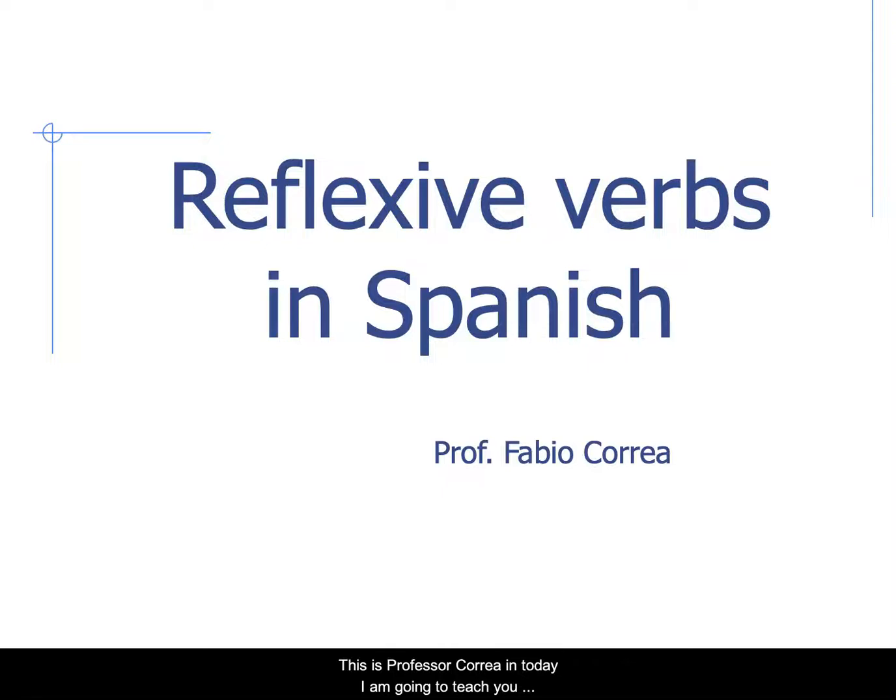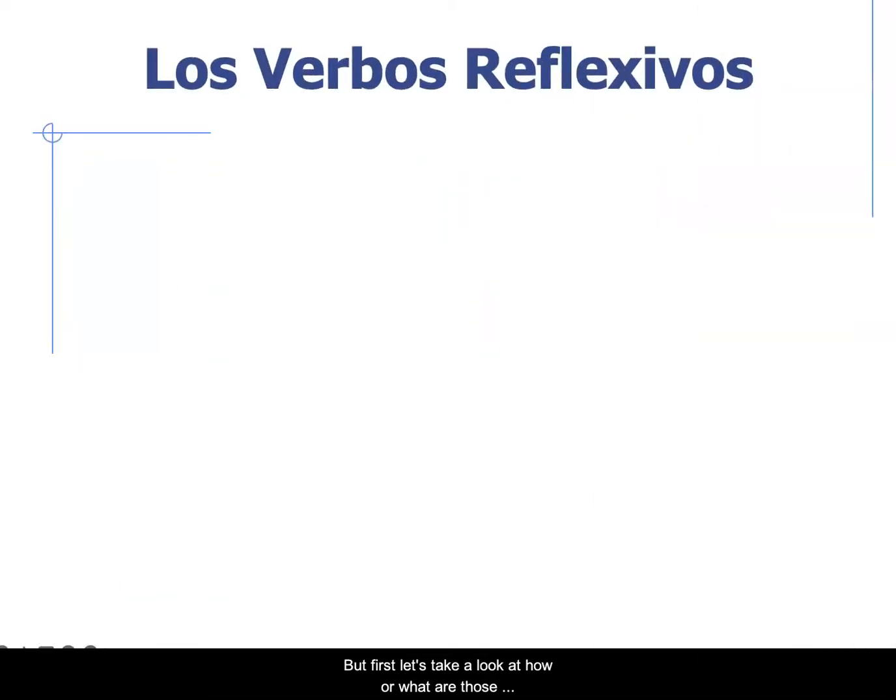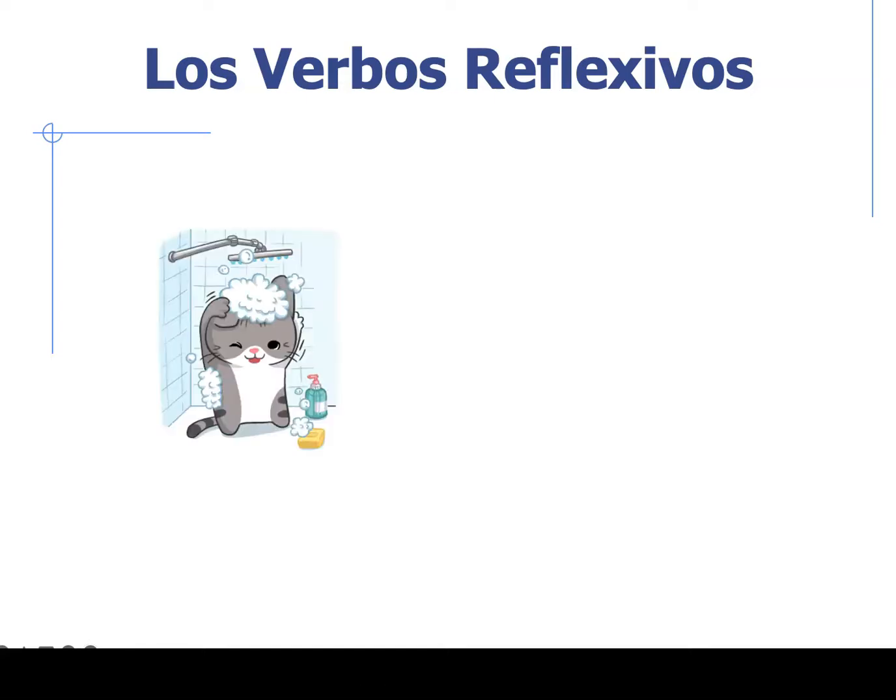This is Professor Correa, and today I am going to teach you how to conjugate and use reflexive verbs in Spanish. But first, let's take a look at what those reflexive verbs are. A reflexive verb in Spanish is a verb used to indicate that the subject does something to or for himself or herself. In other words, the action is done to oneself.